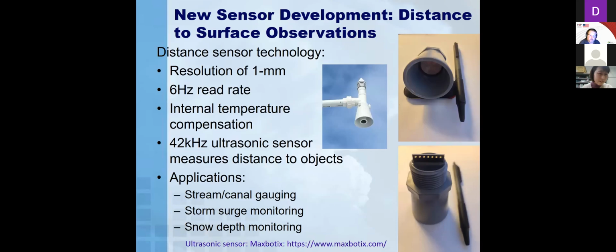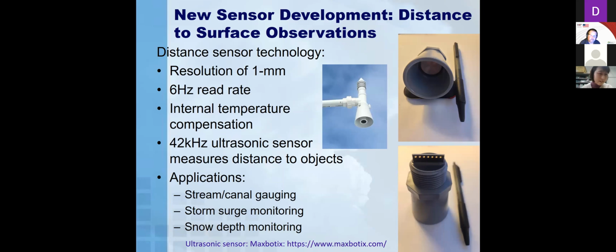And one of the things I want to focus on for this presentation is we've also developed a distance to surface observation system. So distance observation measures the height from wherever the sensor is down to the surface, and that surface could be, in most cases for our applications, looking at stream gauging.